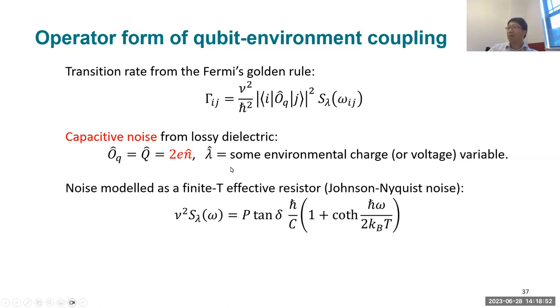And the lambda, it doesn't matter. It's basically some kind of environment charge operator, or equivalently a voltage variable. And for capacitive noise coming from a lossy dielectric, the noise can be modeled as a finite temperature effective resistor, or Johnson-Nyquist noise. So this is the expression you can calculate: the coupling coefficient multiplied by the noise PSD will give you some expression. And here I also have the participation ratio. Essentially, if you think about your qubit coupled to a lossy capacitor, then this participation ratio will dictate how big your coupling coefficient mu is. Okay, and this is capacitive noise.